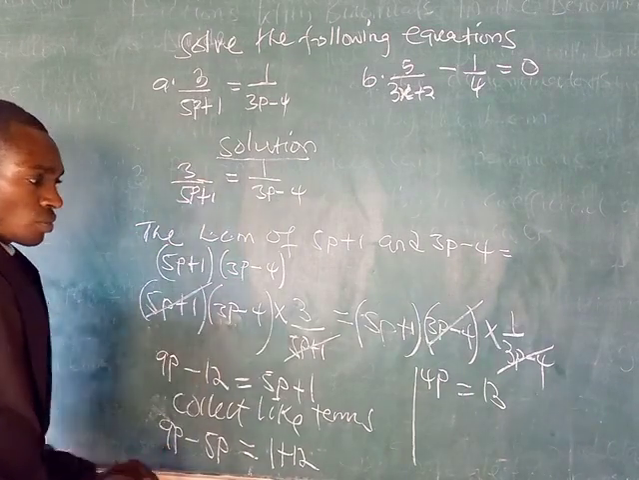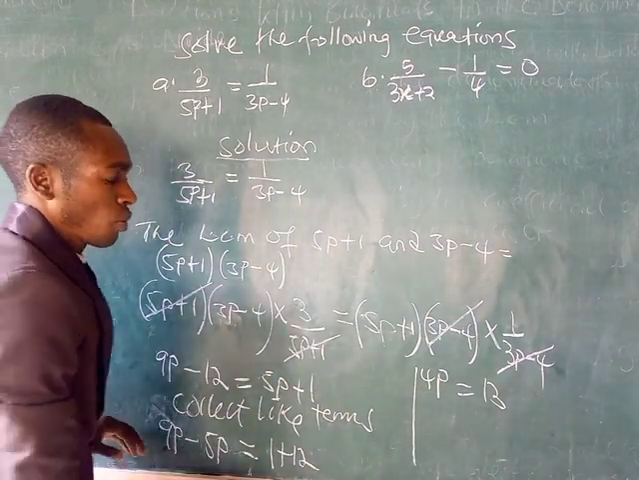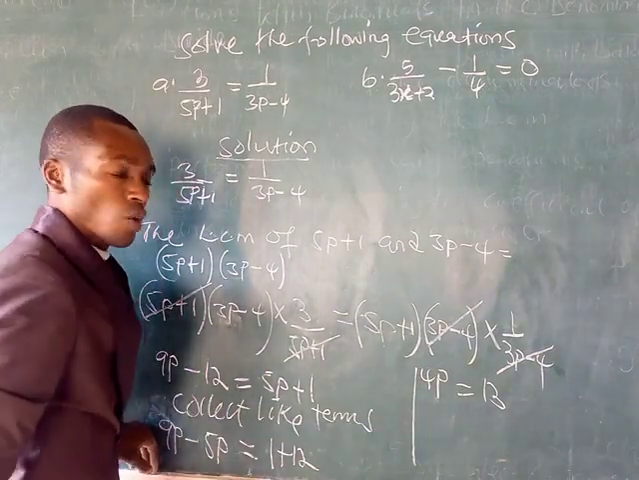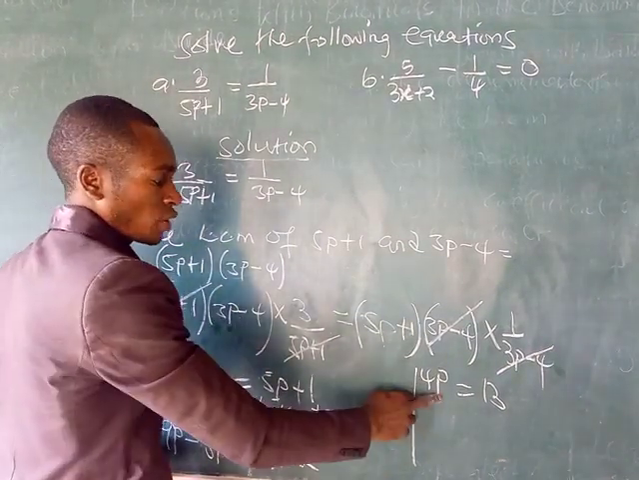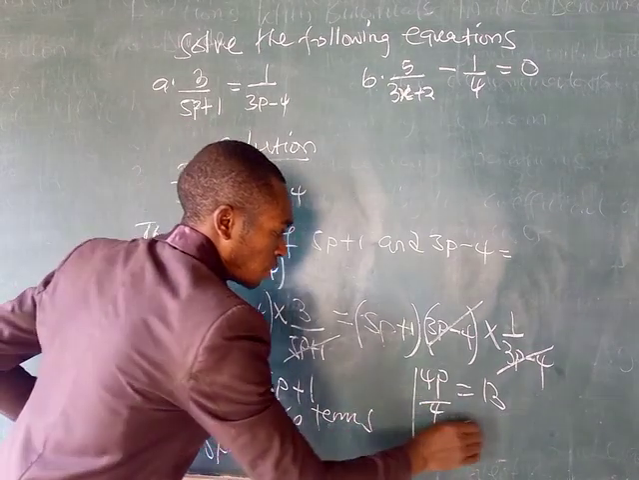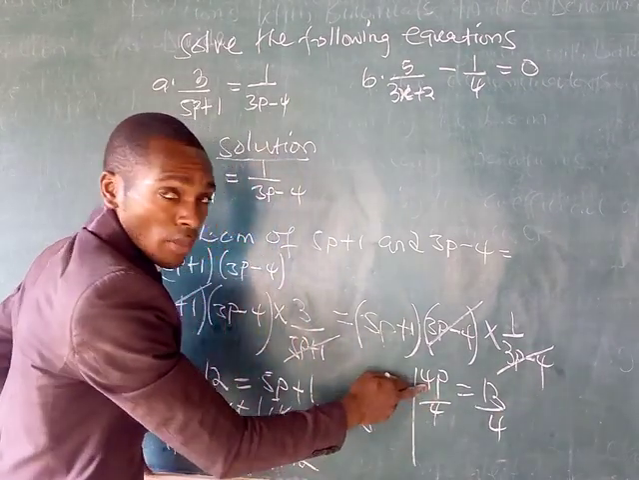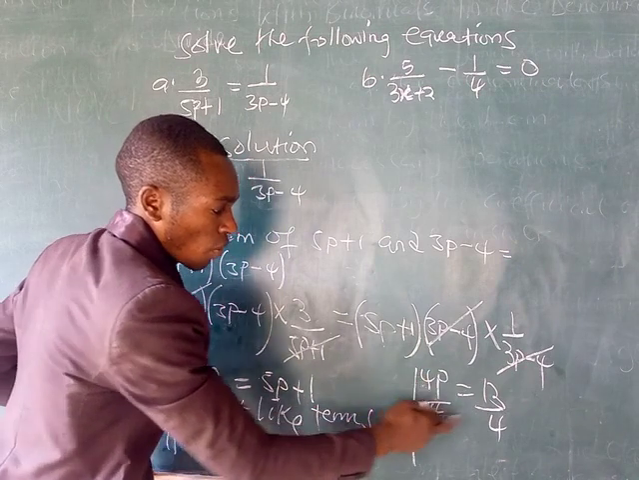Now, we are going to be dividing both sides. Don't forget, as one of the hints, we are going to be dividing both sides by the coefficient of the unknown. The unknown here is p. So we're dividing both sides by 4, rather. We're dividing both sides by the coefficient of p, which is 4.